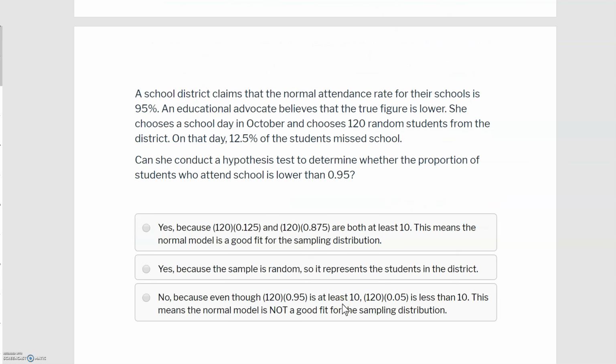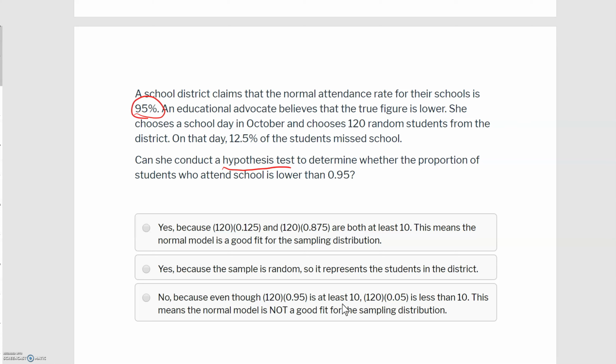For this question, we are trying to conduct a hypothesis test. And when we conduct a hypothesis test, we've got to make sure that our sample has enough successes and failures. And that's based on the presumption of our initial population of 95%.